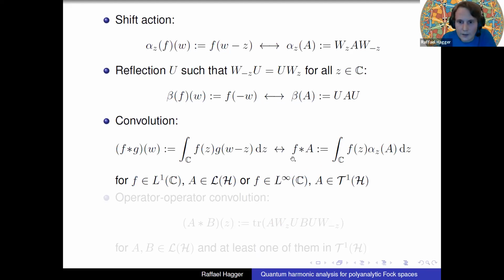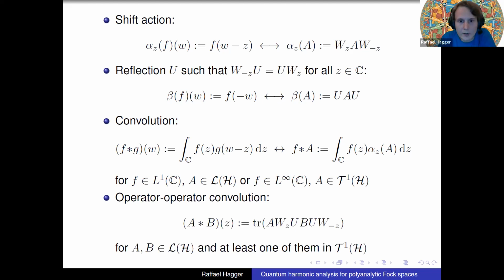Okay, so again, you need one of the two to be in L1 and the other one in L infinity. If you have an operator, that means the operator has to be trace class if the function is in L infinity, or vice versa, and then this converges at least in the weak operator topology. So this makes sense.